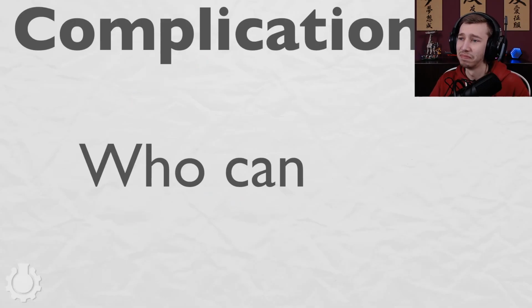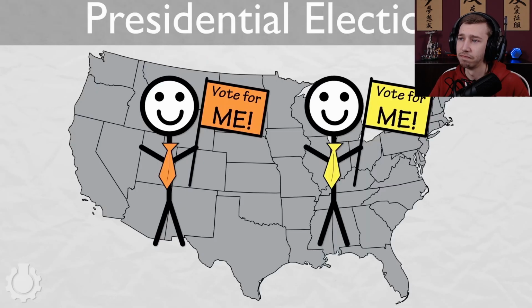Complication number 2, who can vote? In the national presidential election, all American citizens everybody above the age of 18, with 2 exceptions.